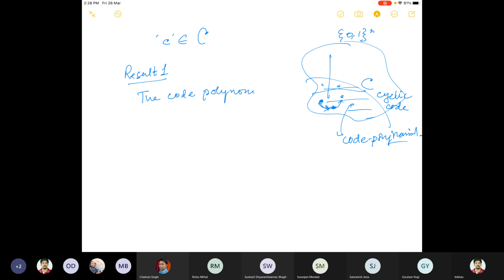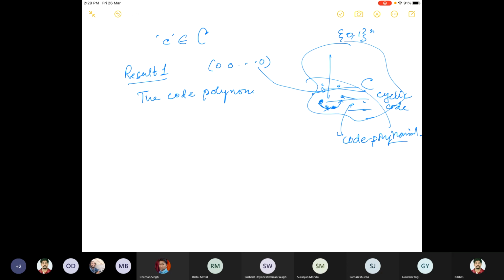Whenever we are saying this code polynomial, we are always assuming it corresponds to a non-zero codeword, because it is a vector space. The codeword 000, the identity element, is always inside this, but the corresponding polynomial is nothing but the zero polynomial, the constant polynomial. We are not looking at that, so its degree can be ambiguous. We are looking at all the non-zero code polynomials.